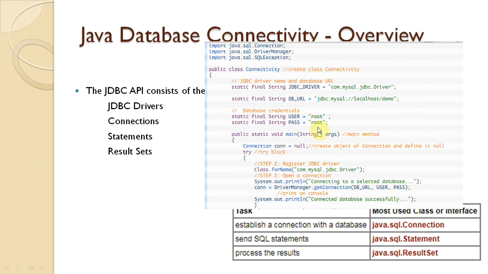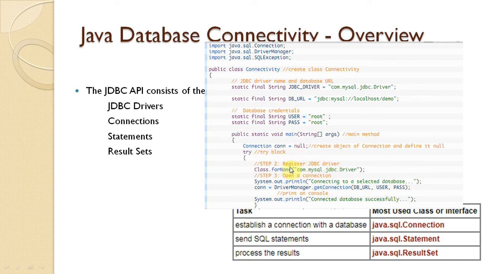And this is an example of a connectivity program. First of all, we have to load our JDBC driver. We need JDBC drivers. So this is an example of the MySQL JDBC driver. We have to load this MySQL JDBC driver into a variable, and the next step is to register our JDBC driver.